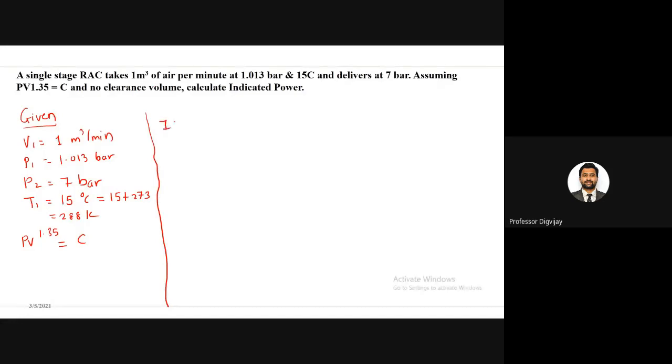Okay, so this IP. Just now we have derived this equation for the IP, or we can say compressor work. Here it is given as n divided by n minus 1, P1 V1 into, in bracket, P2 by P1 raised to (n minus 1) upon n, whole minus 1. Okay, and here all the values are given to you. N is given here, that n is equal to 1.35. P1 is given, that is 1.013 bar. V1 is given as 1 meter cube per minute.